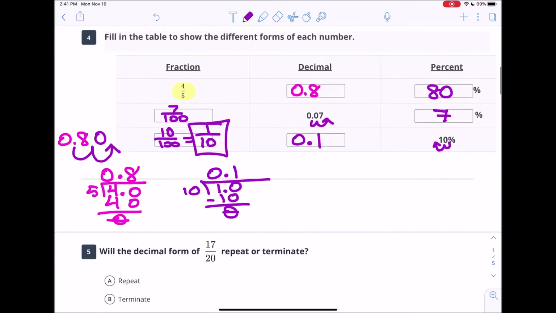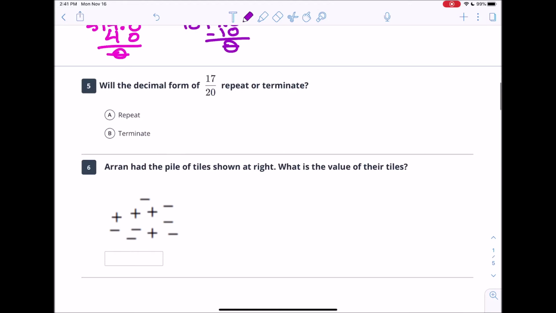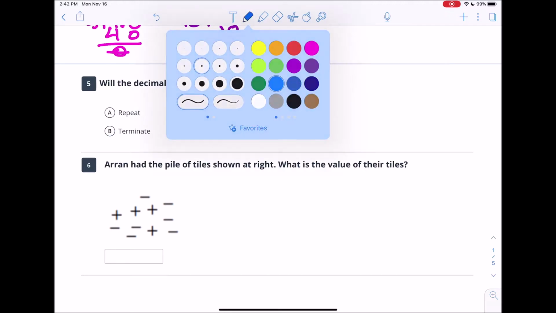All right, moving on. Number 5, will the decimal form of 17 over 20 repeat or terminate? So in this one, we need to remember that terminating decimals have an end, right? Like 1/2 is 0.5 and then it stops at the 5 on its own. Repeating decimals are decimals where the remainder never ends. It just keeps repeating over and over and over again. So in order to see if this is a repeating or terminating decimal, once again, remember that that fraction bar also means to divide.